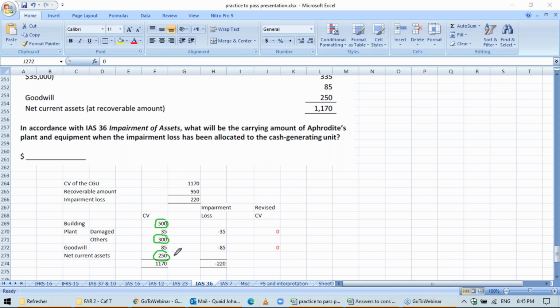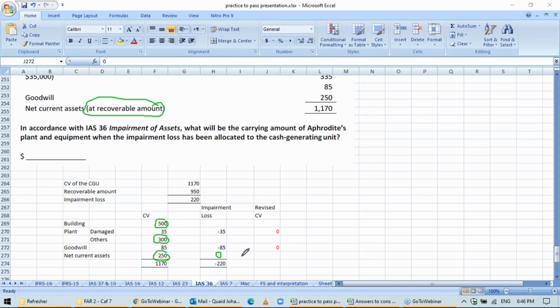Now remember one thing, that net current assets are already at recoverable amount. They are already at recoverable amount, which means I cannot allocate any loss to it anymore because it would be reduced below its recoverable amount. As said earlier in the previous MCQ, we cannot reduce the book value of the asset below its recoverable amount. So over here, the recoverable amount is 250. So no impairment loss has occurred on this net current assets.